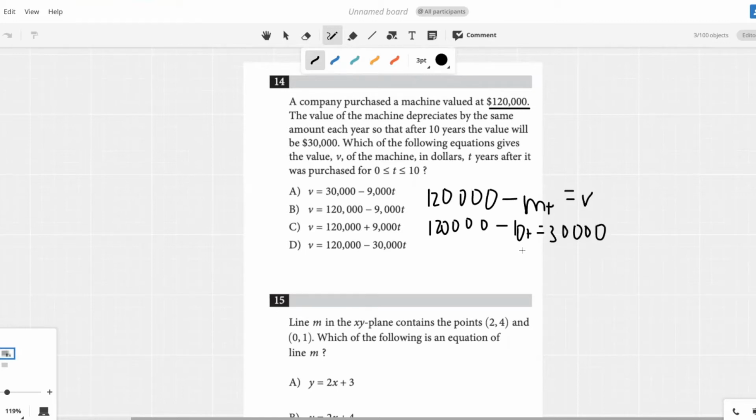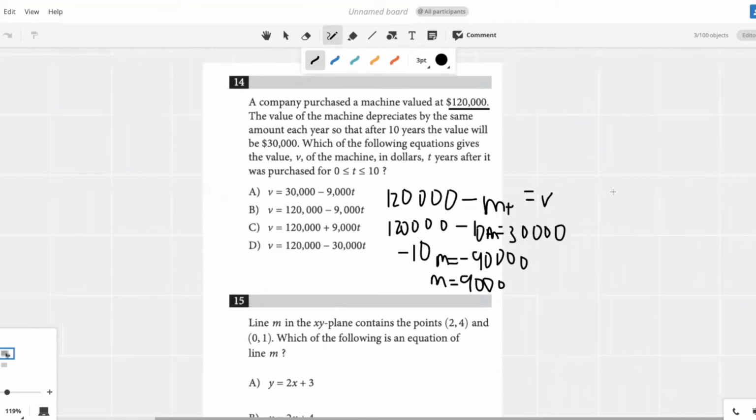And now at this point, we just need to use basic algebra to solve for M. This should be M rather. So let's subtract 120,000 from both sides to get negative 10M equals negative 90,000. And then divide by negative 10 to get M equals 9,000. And so the constant factor that is being decreased by each year is 9,000.